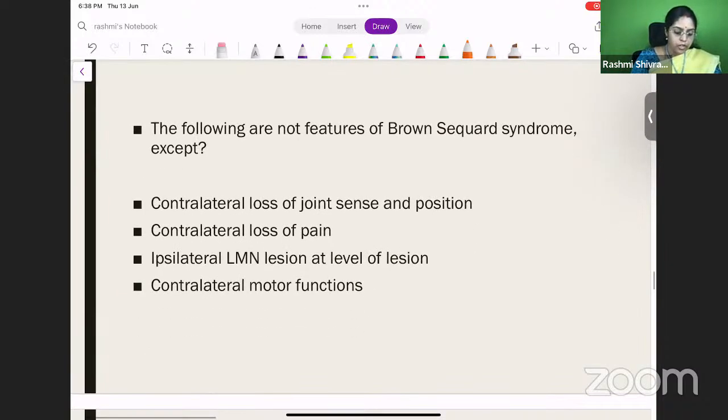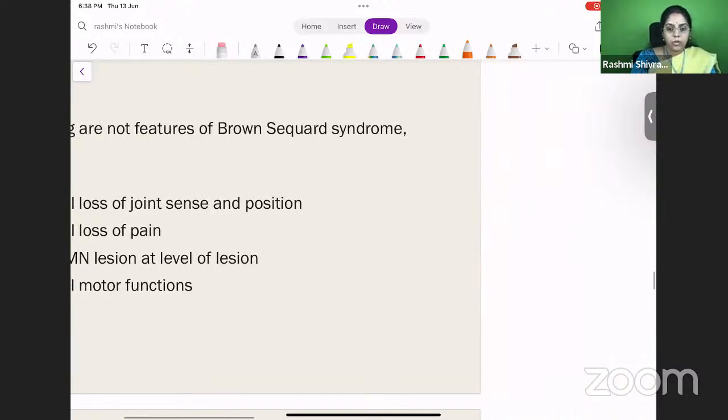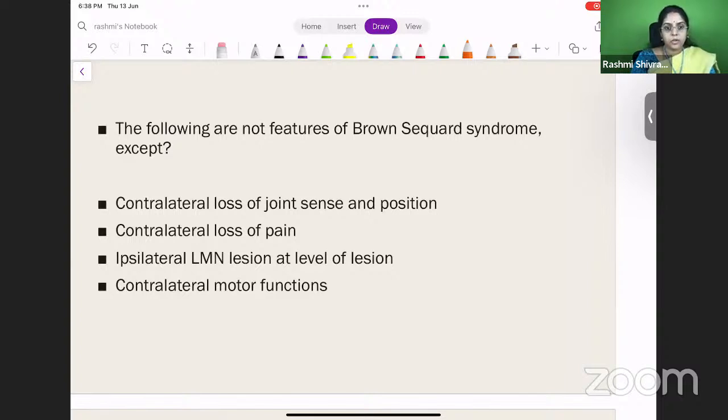The following are the features of Brown-Sequard syndrome except: contralateral loss of joint position sense, contralateral loss of pain, ipsilateral lesion at the level of lesion, and contralateral motor functions are lost. So what are not the features of Brown-Sequard syndrome? Brown-Sequard syndrome is essentially a spinal cord hemisection. You have a spinal cord and half of it is gone. That's what we are going to discuss. Any of you can answer this question.